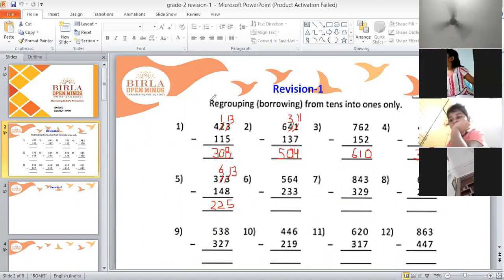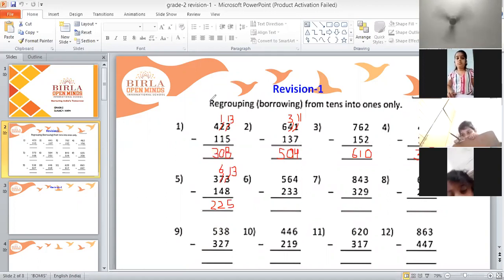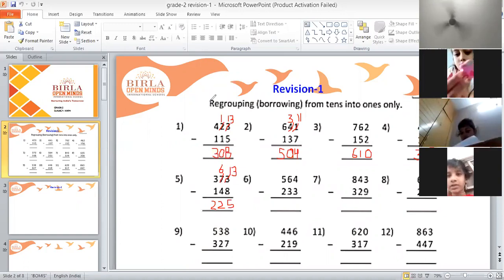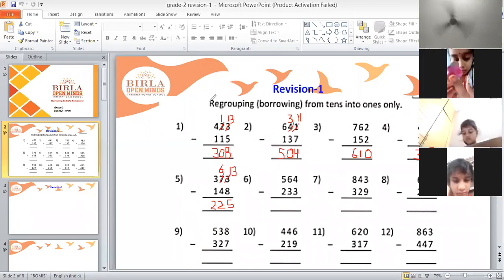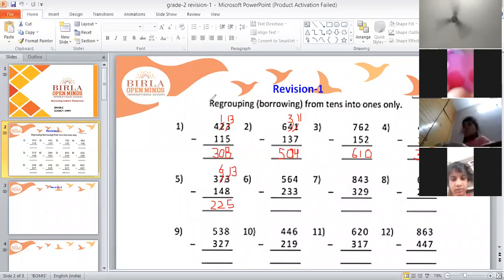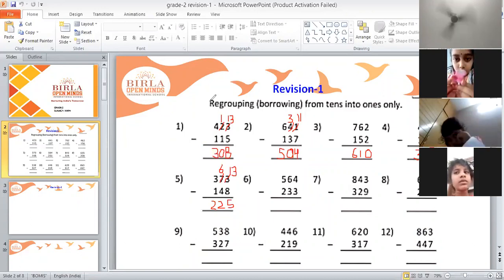564 minus 233. This is 564 minus 233. Okay, fine. So now tell me, what are the numbers in ones place? There is a 4 and 3. Okay, so now tell me, is it possible to take away 3 from 4?